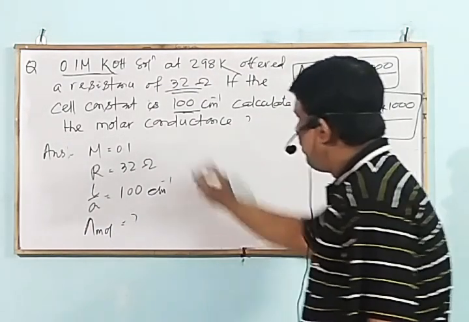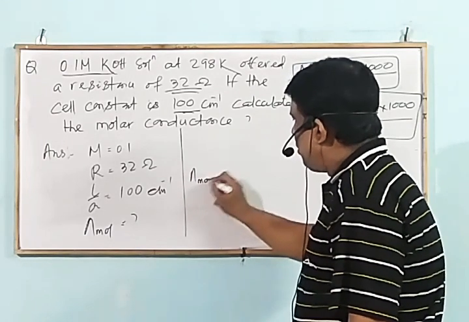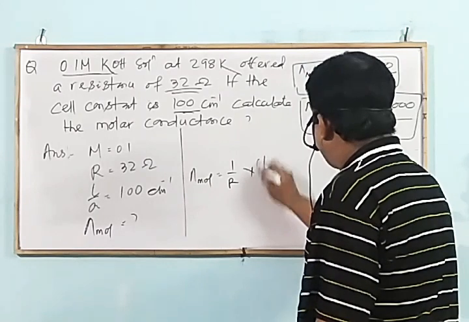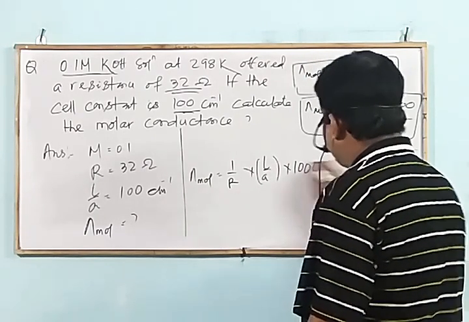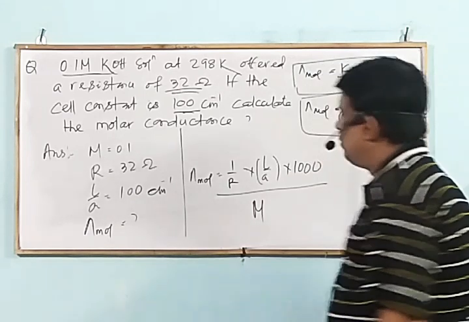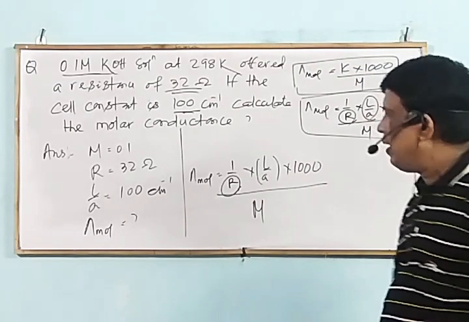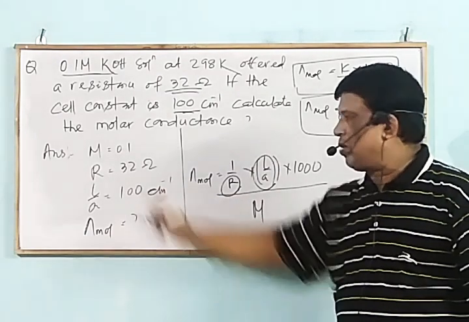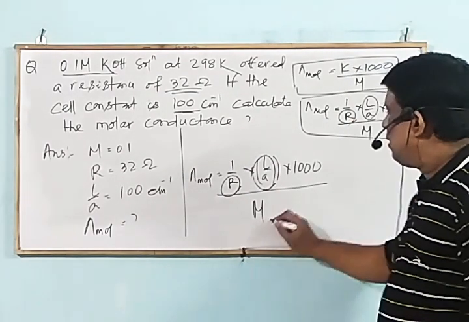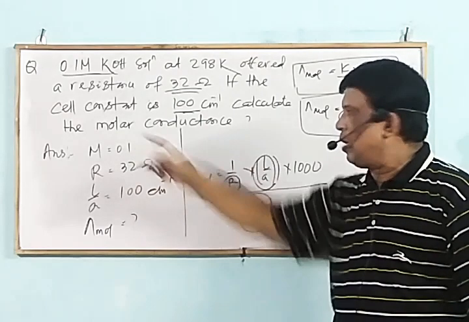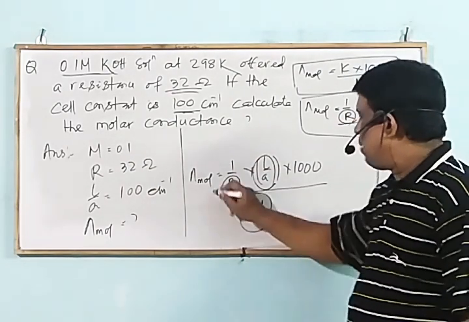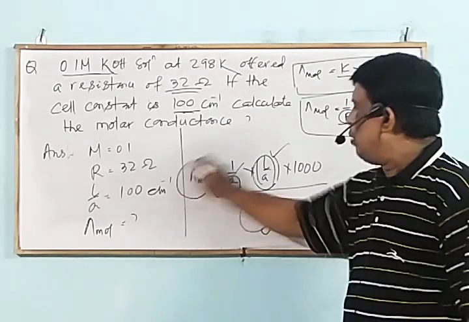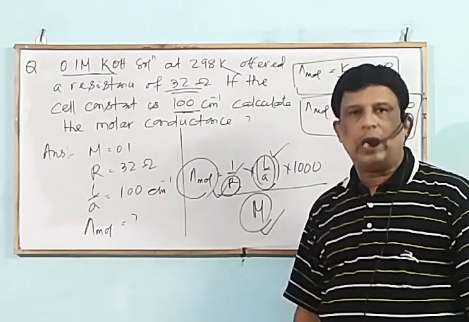A formula is there, we know the formula. Molar conductance is equal to 1 by R into L by A into 1000 by molarity. Resistance value is given. L by A is known as the cell constant. Cell constant value is given. Then molarity, molar solution, molarity 0.1 is given. So this value given, this value given, this value given. By putting the values, one is able to calculate the molar conductance.